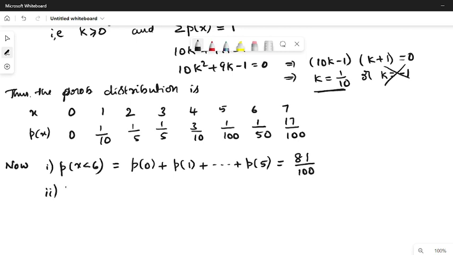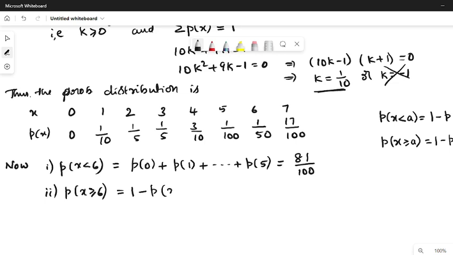Next, P of x greater than or equal to 6. See, if we have P of x less than a, it will always be equal to 1 minus P of x greater than or equal to a. Or, if you have P of x greater than or equal to a, then it will be 1 minus P of x less than a. Using this result, P of x greater than or equal to 6 is equal to 1 minus P of x strictly less than 6. So it is 1 minus 81 by 100, so it is 0.19.